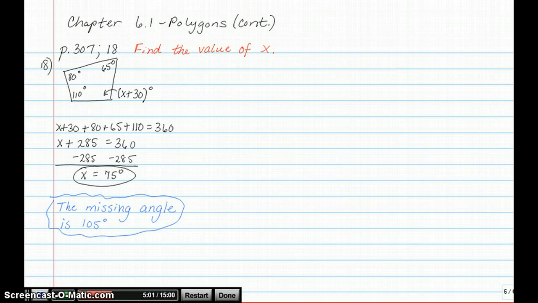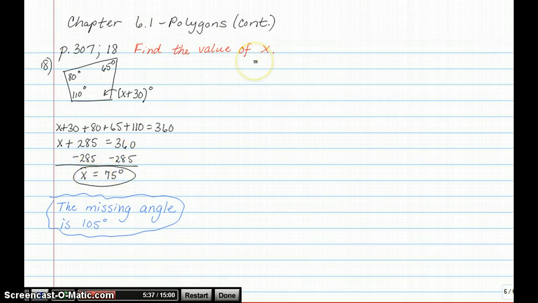Okay, our final problem is number 18 on page 307, where we're going to find the value of x. You have these three angle measures given, and you know the unknown angle is x plus 30. So x plus 30 plus 80 plus 65 plus 110 equals 360. 360 being the entire measure of the quadrilateral's interior angles. 30, 80, 65, and 110 is 285. So x plus 285, we've just combined like terms, equals 360. Using the subtraction property of equality, we subtract 285 from both sides, and x equals 75 degrees.